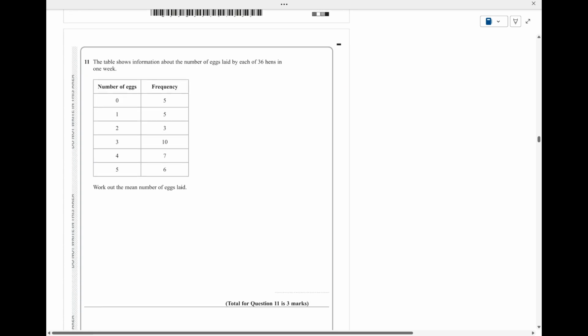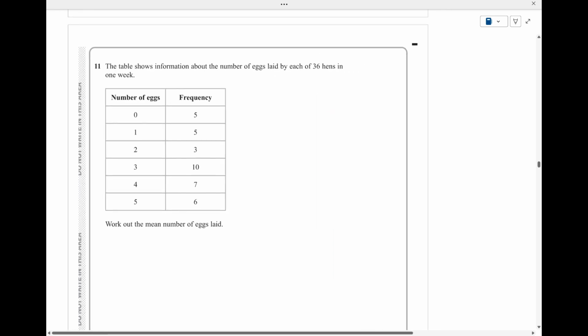Question 11. The table shows information about the number of eggs laid by each of 36 hens. The frequency should add up to 36 in 1 week. So some of the hens didn't lay any eggs at all. 5 of them laid no eggs. Some of the hens laid 5 eggs each. How many hens laid 5 eggs each? 6 hens laid 5 eggs each.